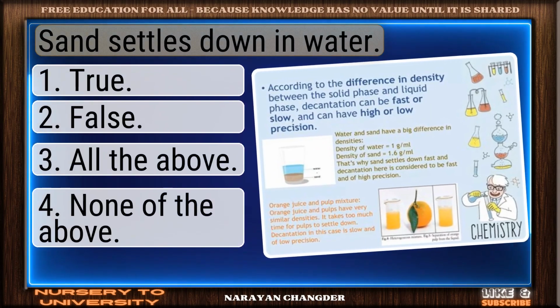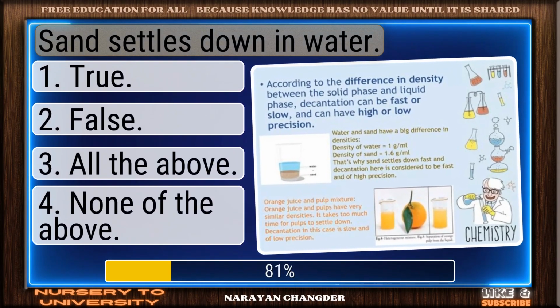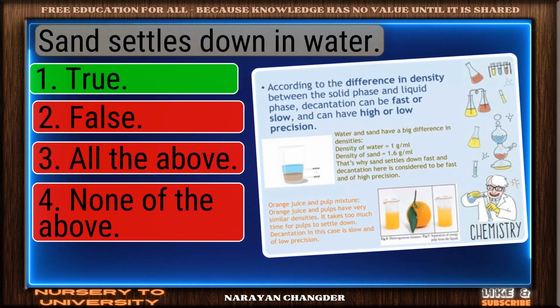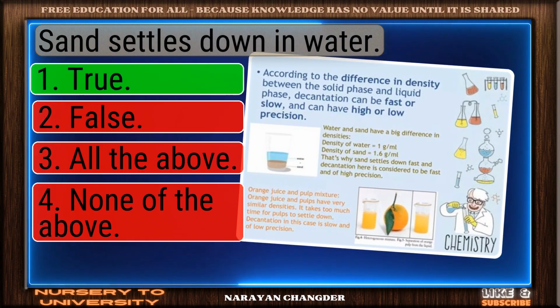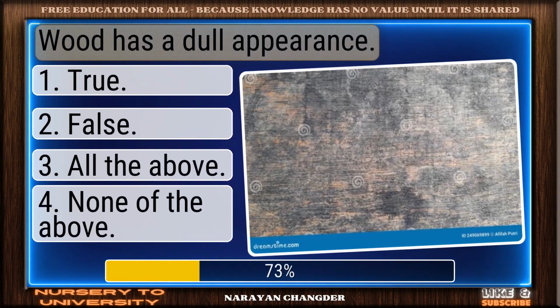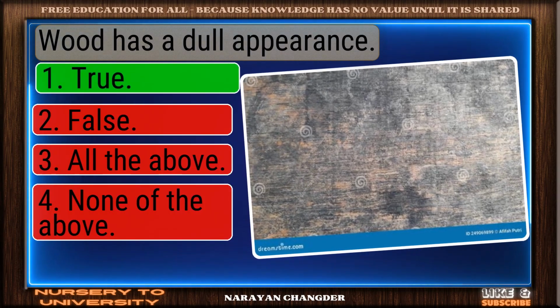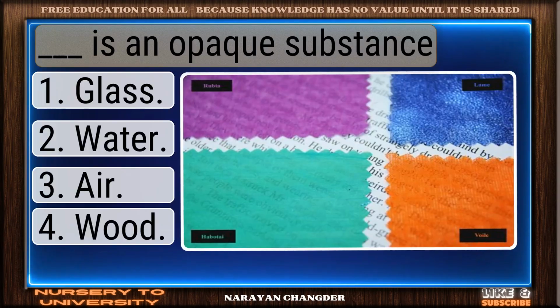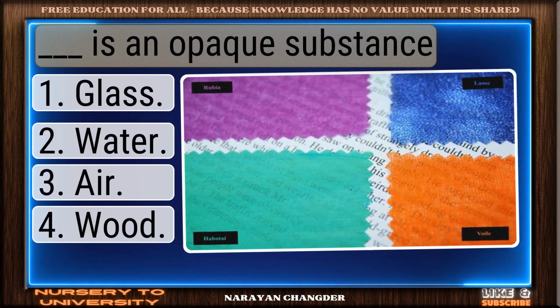Sand settles down in water. Good thinking. True is the right answer. Wood has a dull appearance. Nice work. You chose true and it is correct. Dash is an opaque substance.